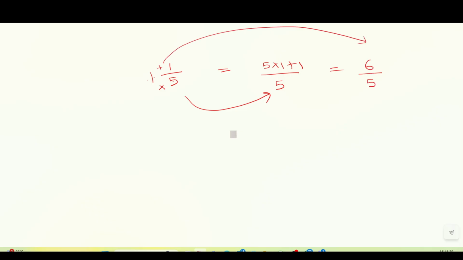Absolutely correct. Now, another type of question in fractions is the mixed fraction. Remember how we convert a mixed fraction into an improper fraction: multiply the whole number by the denominator, keep the denominator as it is, and add the numerator. Like here we have 5, so write 5 as it is, and 5 times 1 plus the numerator 1. So 5 times 1 is 5, plus 1 is 6. So the answer is 6/5. That's how we convert a mixed fraction into an improper one.